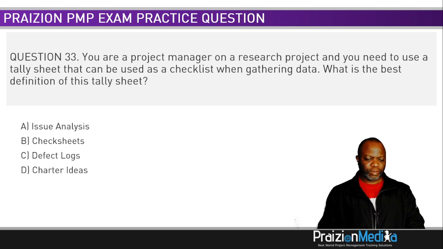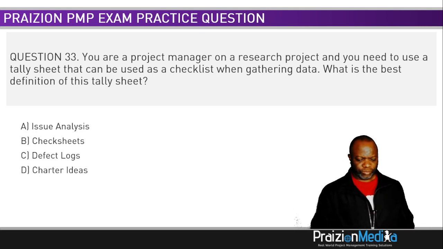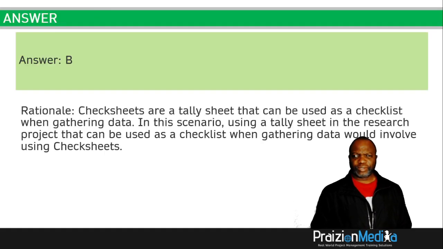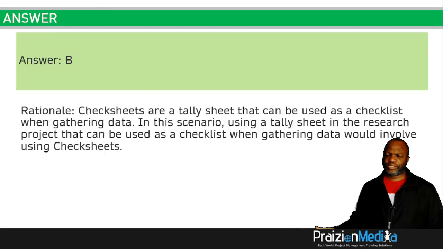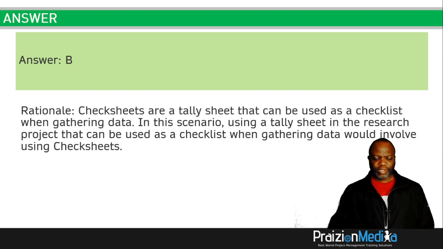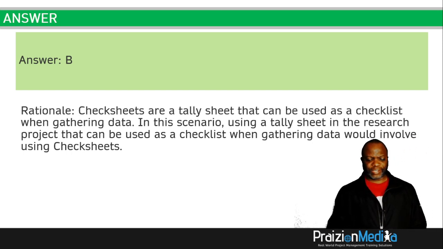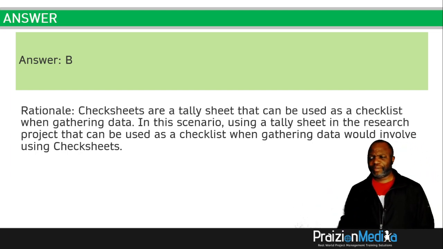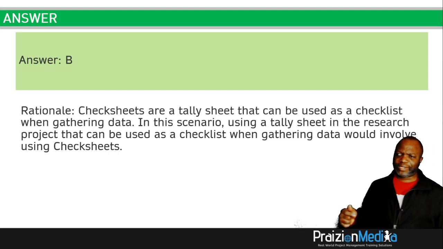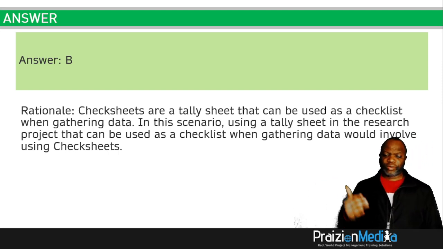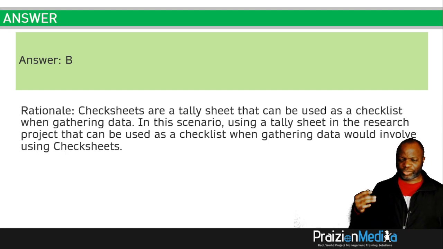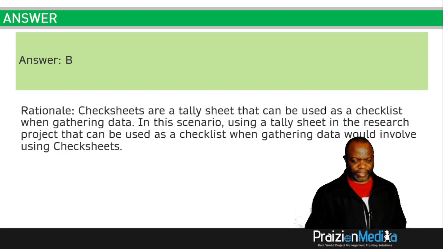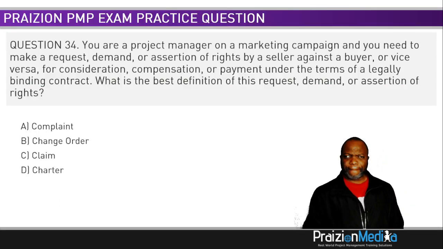Okay, let's take a look at the answer. So the answer to this, my friends, is B. It's check sheets. Check sheets in the PMBOK guide and process groups or practice guide where described fits this description. Check sheets are a tally sheet that can be used as a checklist when gathering data. The cool thing about tally sheets is not only is it used as a checklist, but it's also used as a way of logging how many defects you found per area and things such as that. All right, let's move on.